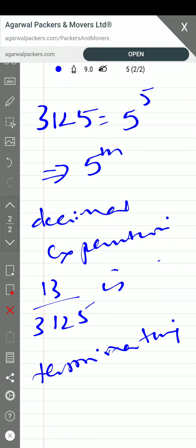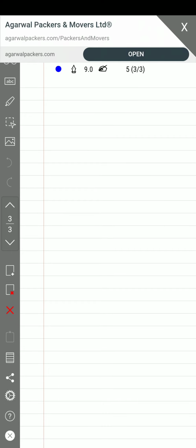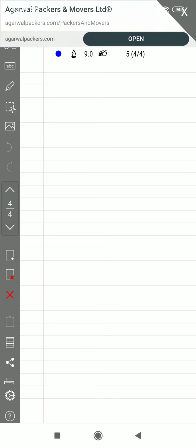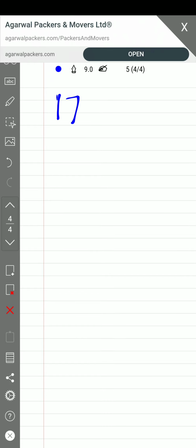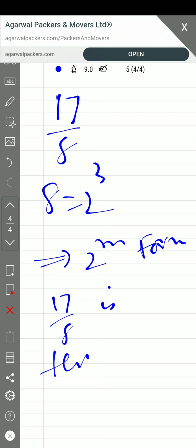Now the second problem is 17 by 8. We know that 8 is equal to 2 power 3, so it is in the 2 power m form. Therefore the given decimal expansion of 17 by 8 is terminating.